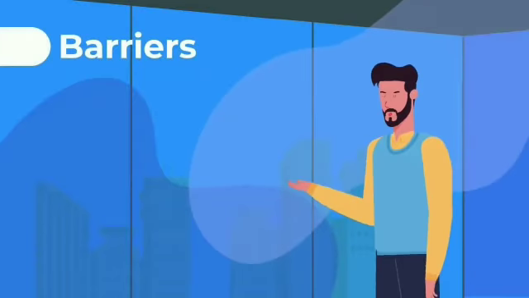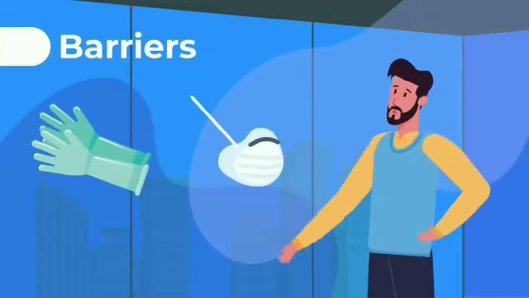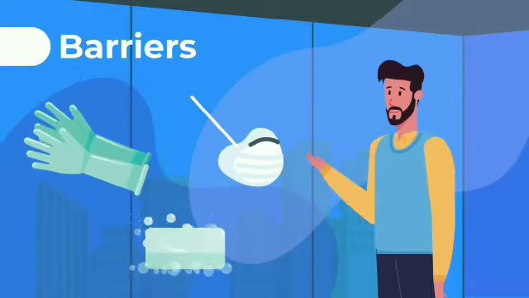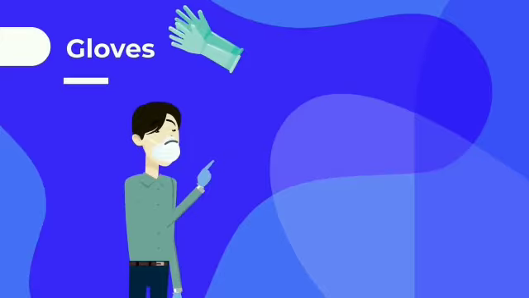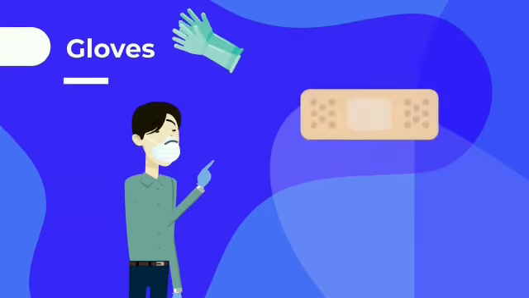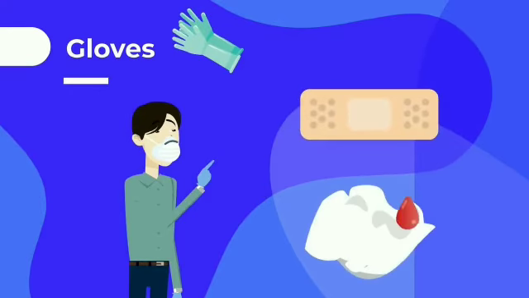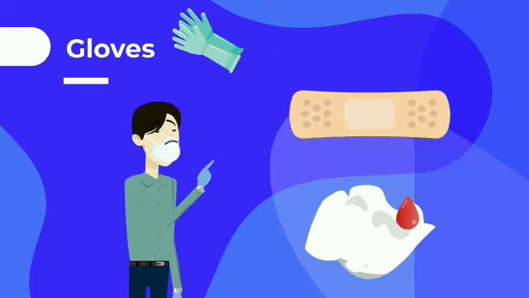Barrier precautions such as gloves, face mask, and hand washing are your first defense against bloodborne pathogens. Gloves should be worn for any procedure where hands may come in contact with body fluids or waste. These include bandaging small wounds, cuts, and abrasions, and cleaning up spills involving body fluids or waste.